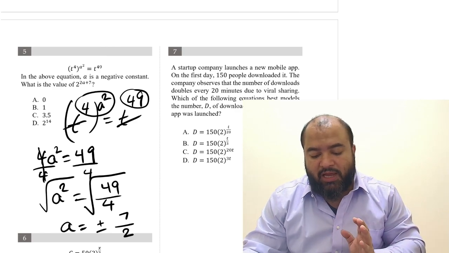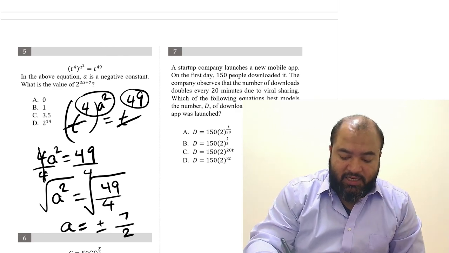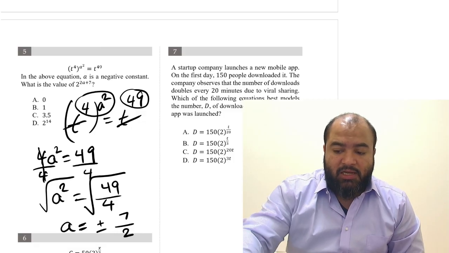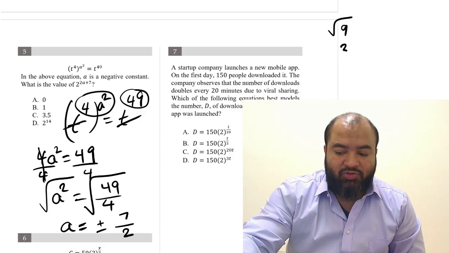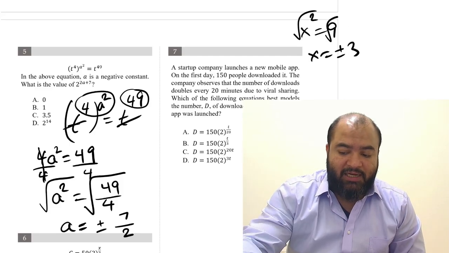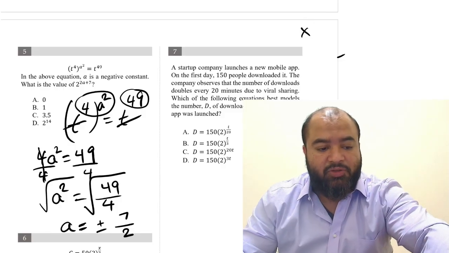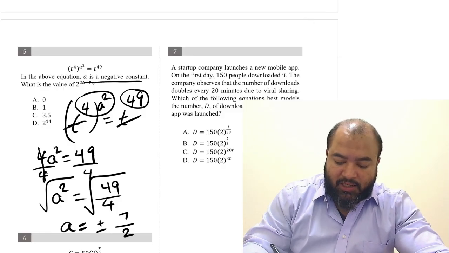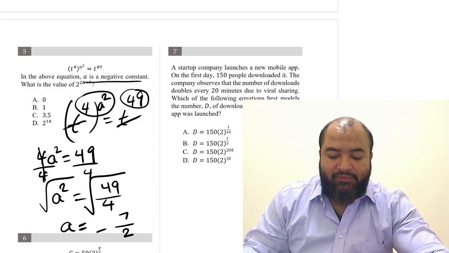Remember this, when you have two sides, an equal sign, and you square root both sides, there will be two answers, plus or minus. Just regular square root of 9 is 3. But if you have x squared equal to 9 and you square root both sides, there will be plus and minus 3. Okay, that's the difference between them. But here the question says a is a negative constant. So we're going to ignore the plus. We're going to reject the plus and only deal with the negative.